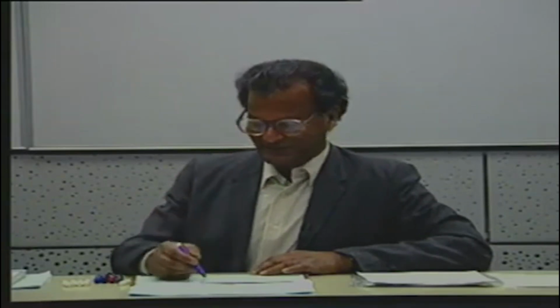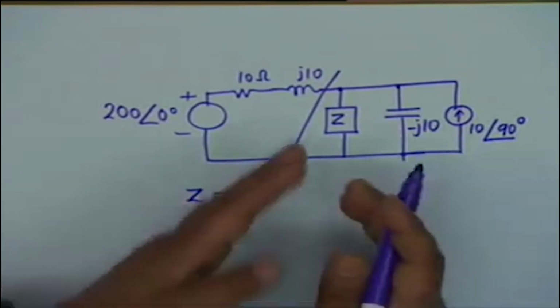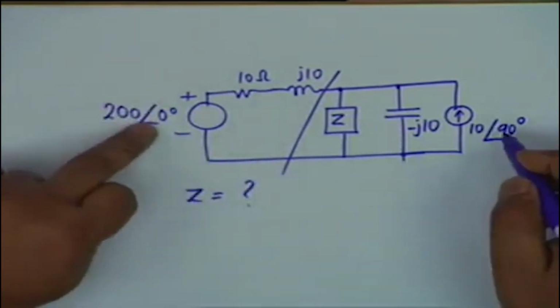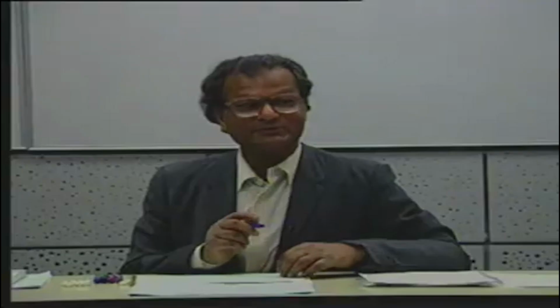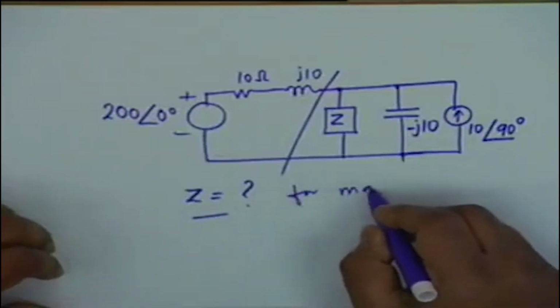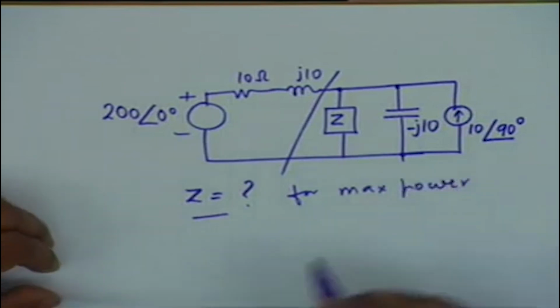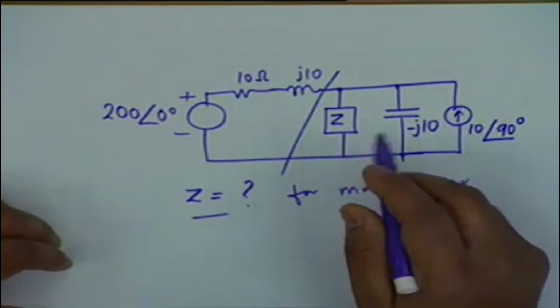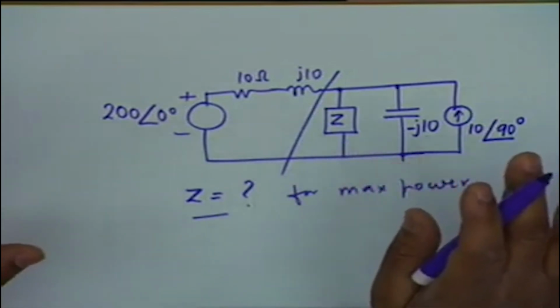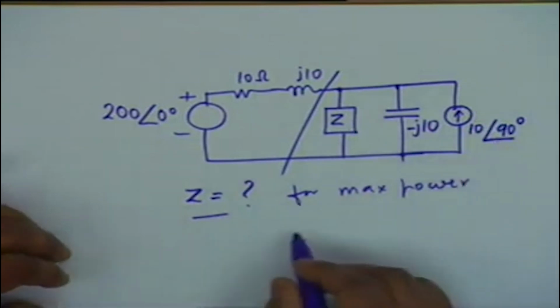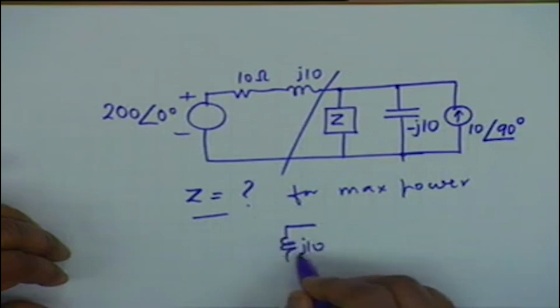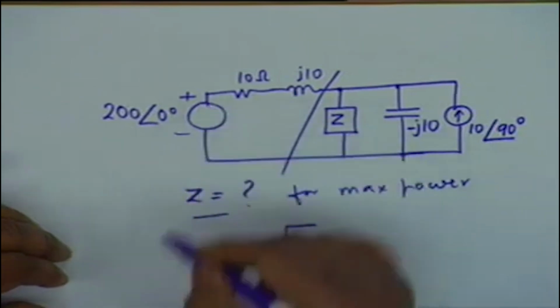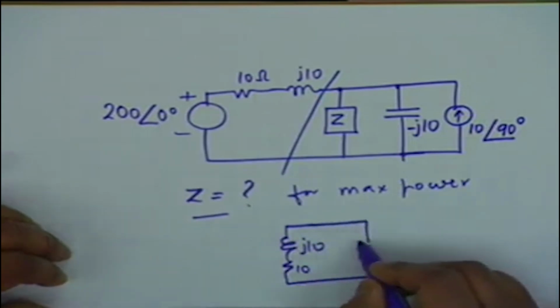We will apply Norton's to the left of this, and I shall combine that current generator with this current generator. Surely, no problem. But the question here is different. Do I have to combine? No. The question is, what is Z for maximum power absorption by Z? For maximum power in the load. All that we require is to find out the Thevenin equivalent impedance, which means, what is this impedance? It is simply J10, then 10 ohm, the source being killed, in parallel with minus J10.